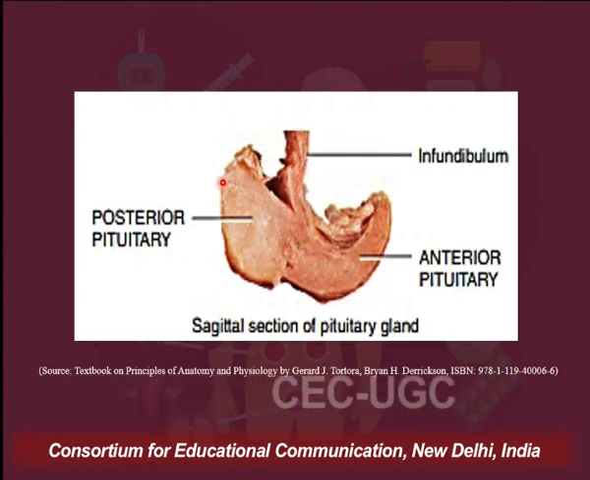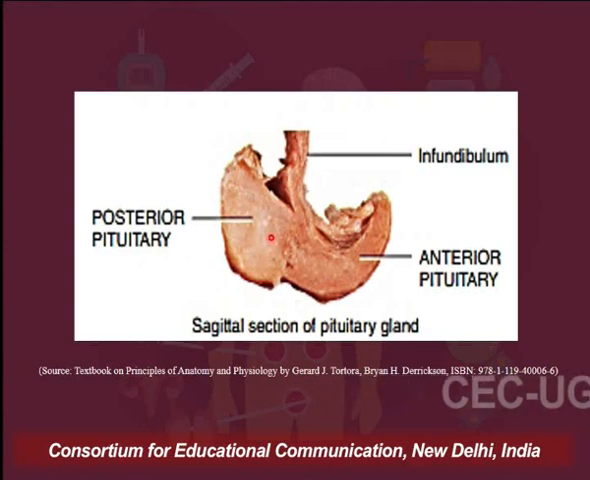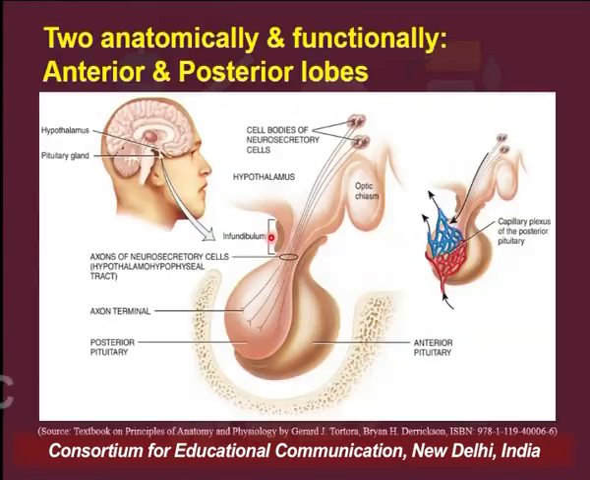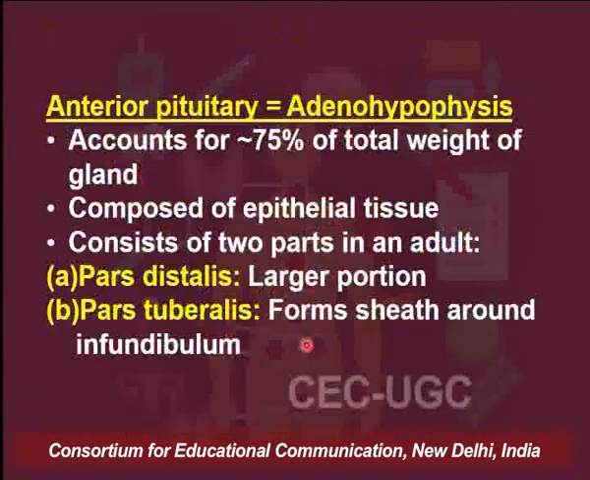And now let us understand what these two structures are. Structurally as well as functionally, the pituitary gland is divided into two lobes: the anterior pituitary, which is the larger one shown here in dark brown color, and the other one is the posterior pituitary, which is shown here. So these are the two parts of the pituitary gland.